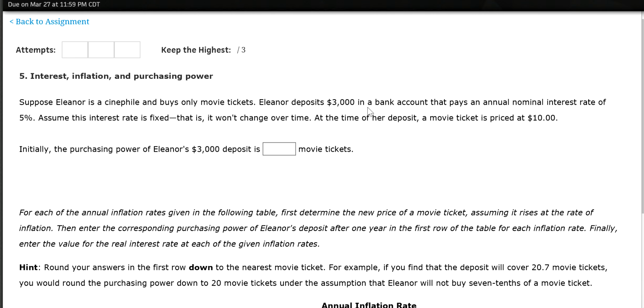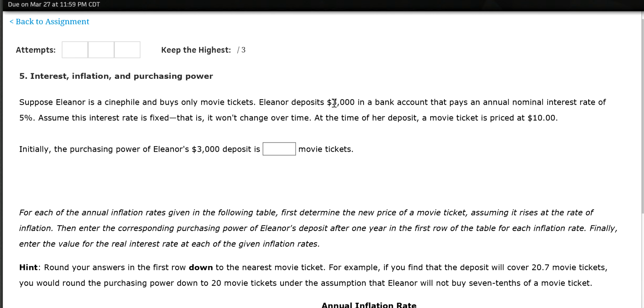Eleanor deposits $3,000 in a bank account that pays an annual nominal interest rate of 5%. Assume that this interest rate is fixed, that is, it won't change over time, and at the time of deposit, a movie ticket is priced at $10. So initially, the purchasing power of Eleanor's $3,000 deposit is how many movie tickets?